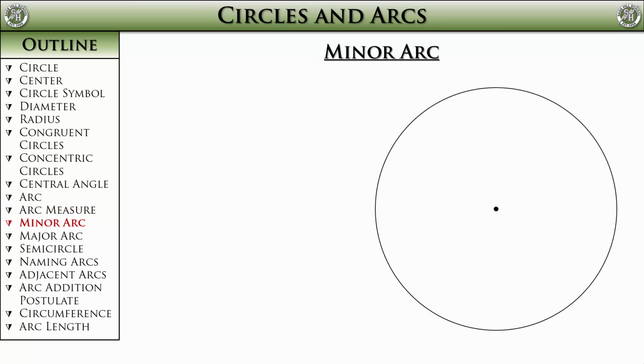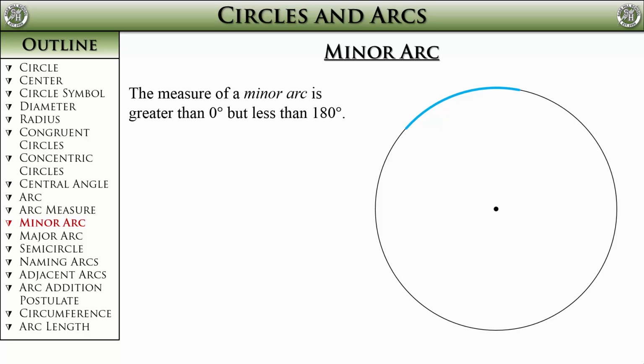Now let's work on classifying arcs. When you see the term minor arc, that should be bringing to mind something small. And this blue arc here is a minor arc. But we need a more specific definition. The measure of a minor arc is greater than 0 degrees, but less than 180 degrees.